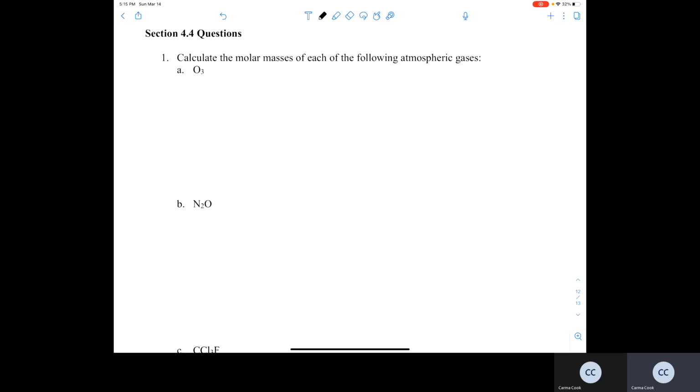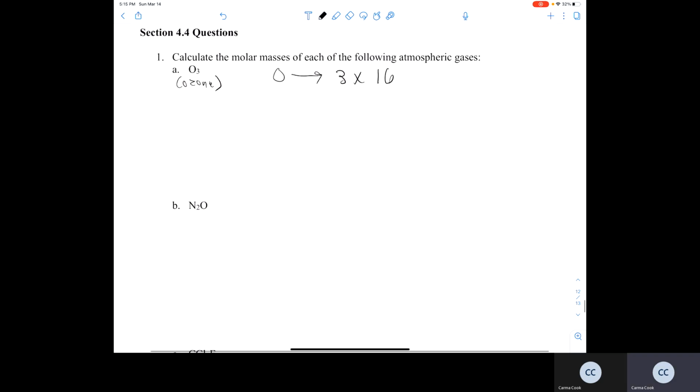And so in calculating the molar mass for a compound, you take the formula of the compound and you look up the atomic mass for each element that's in the formula of the compound. For ozone, it only has oxygen atoms. It has 3 of them. And each oxygen atom has an atomic mass of 16 grams per mole, giving ozone an atomic mass of 48 grams per mole.